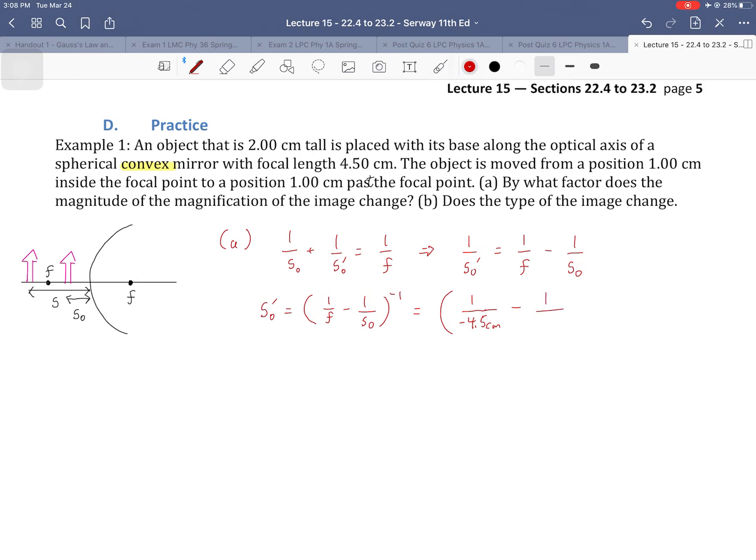And then subtract 1 over S naught. Now S naught is the length of the object. Well, the length of the object sets the negative and positive. So S is always positive because it's the convention. Okay? And so that we're given as, if it's inside, then it'd be 3.5. Right? Because it's 1 centimeter inside of the focal length. So it's 1 centimeter less than 4.5. Okay, and so that's going to give me my first image distance, which is negative 1.97.